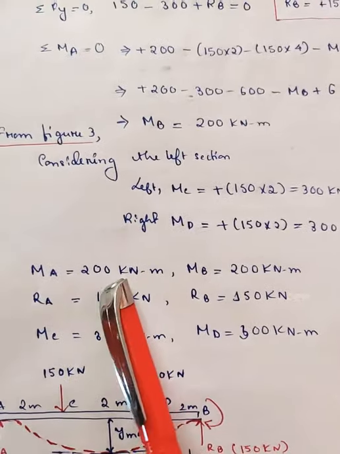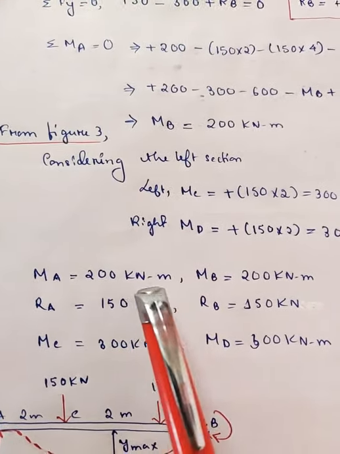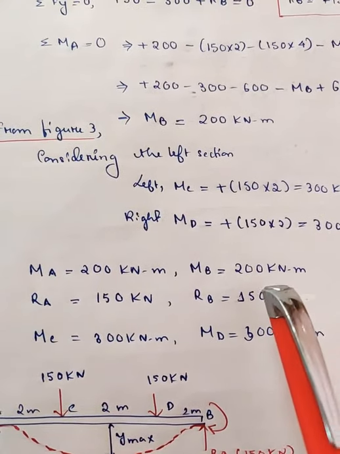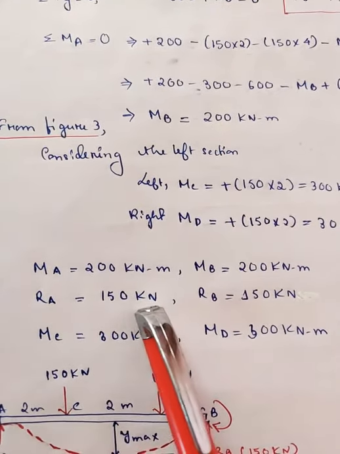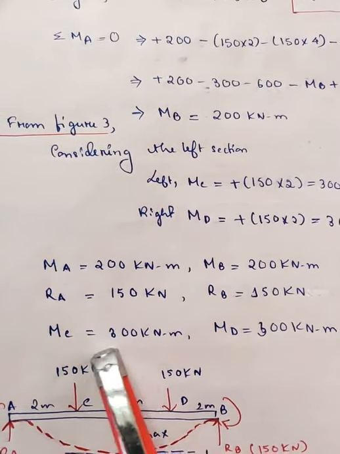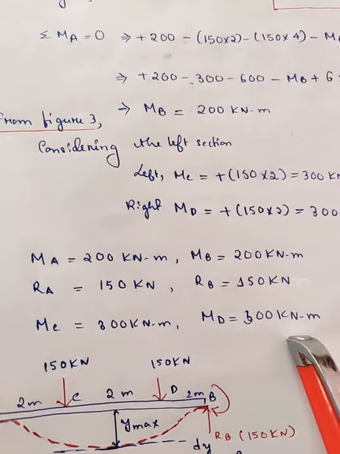And finally we got all the 6 values. MA 200 kilonewton meter, MB 200 kilonewton meter, here RA 150 kilonewton, RB 150 kilonewton, MC 300 kilonewton meter, and MD 300 kilonewton meter.